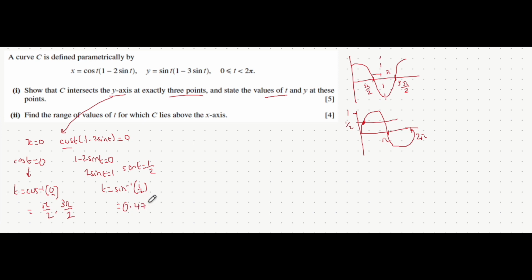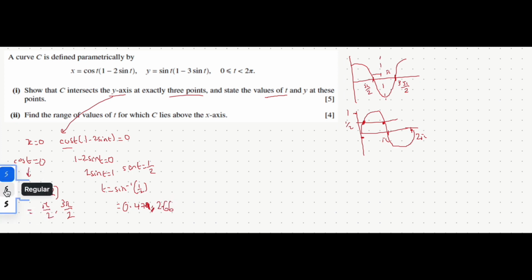Once again, using the reflective nature of the graph, you can use a CAST diagram by the way, but using the reflective nature, we know that the distance from here to here is the same as the distance from here to here. If we do pi take away that value that we just got, pi take away 0.479, we get the other value, which is 2.66. So let's write 2.66 radians. And those are your 4 solutions for t.